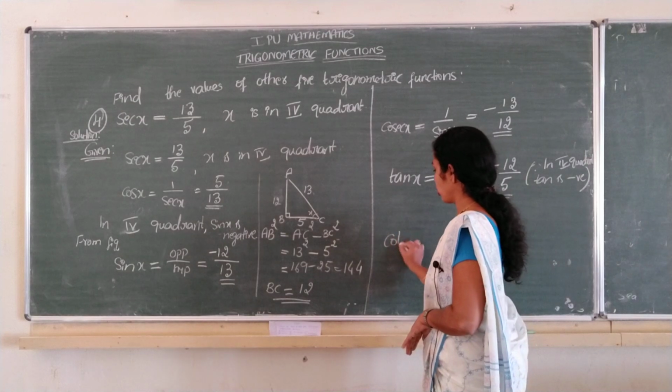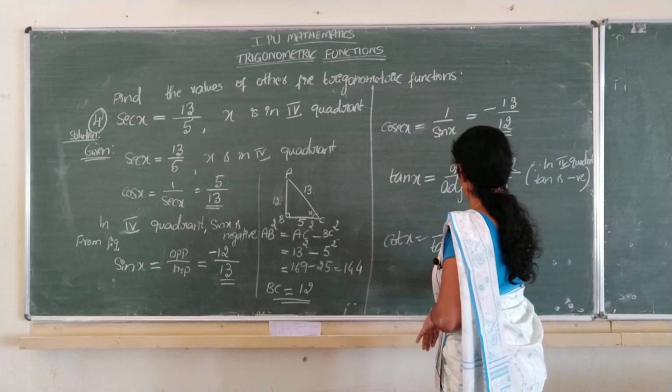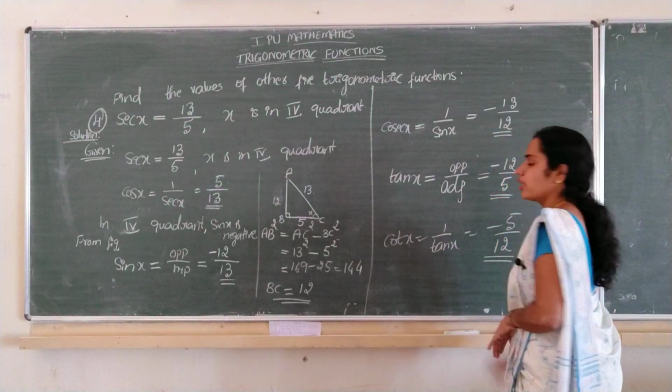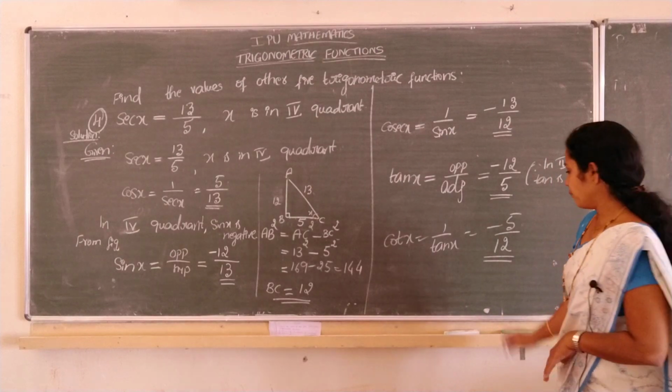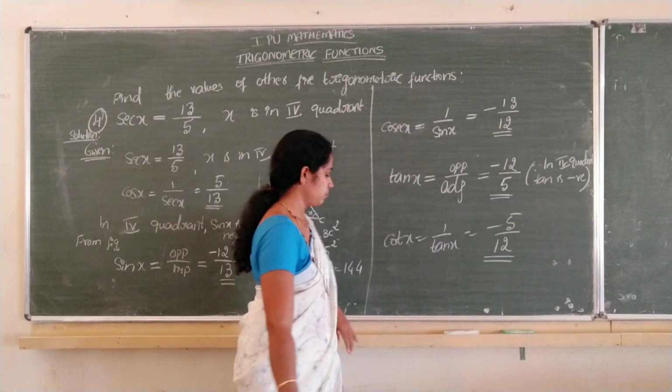One more we have, cot x. Cot x is 1 by tan x, so it is minus 5 divided by 12. Minus 5 divided by 12. Okay.